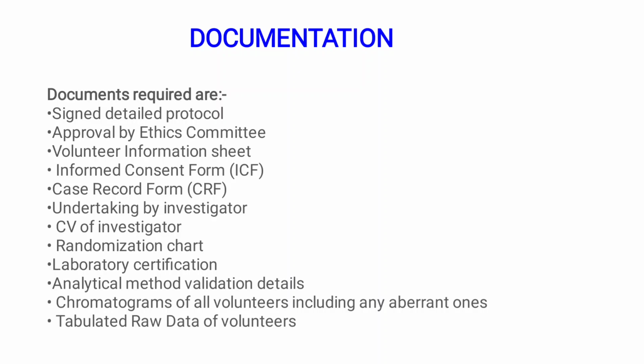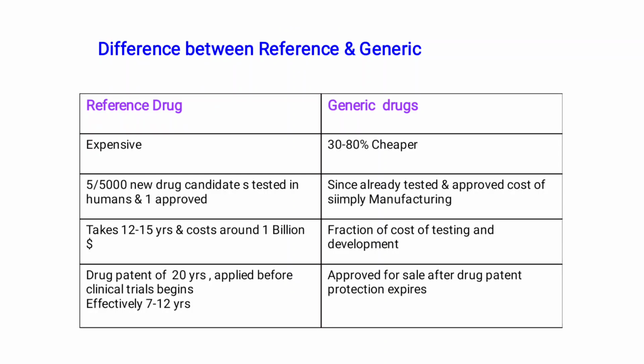Documents required are a signed detailed protocol, approval by the ethics committee, volunteer information sheet, informed consent form, etc. Difference between reference and generic drugs. Reference drugs are expensive, take 10 to 12 years and cost around 1 billion. A drug patent for 20 years is applied for before clinical trials begin.